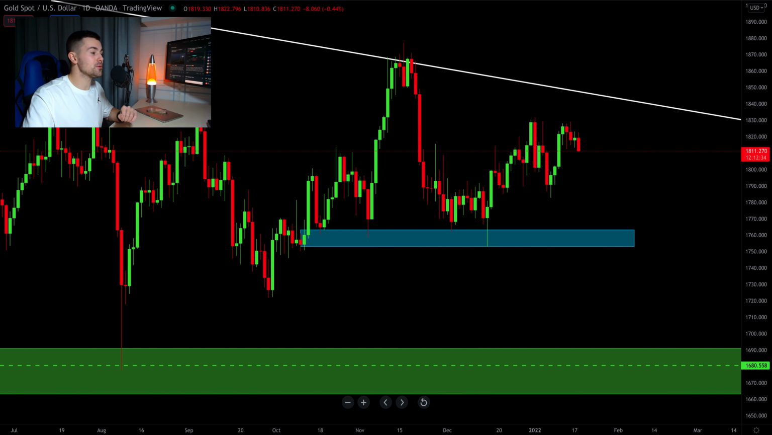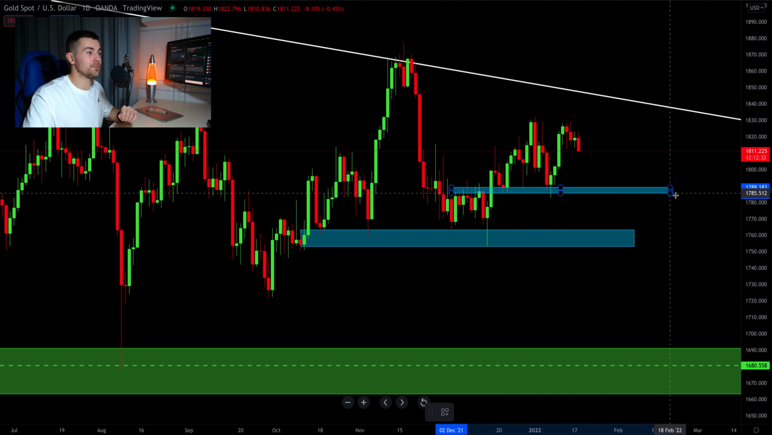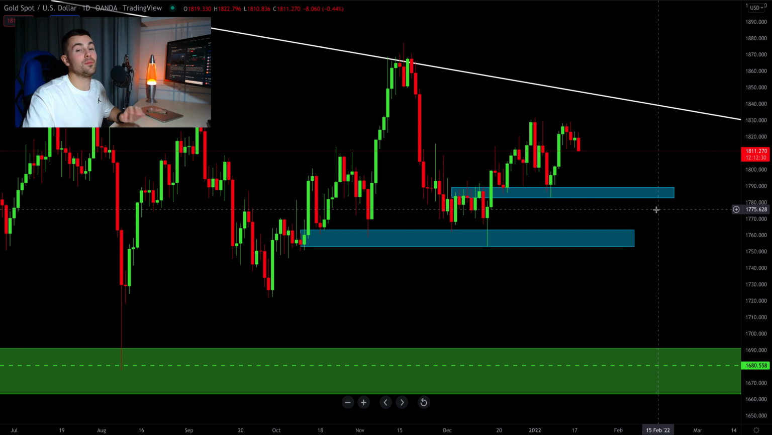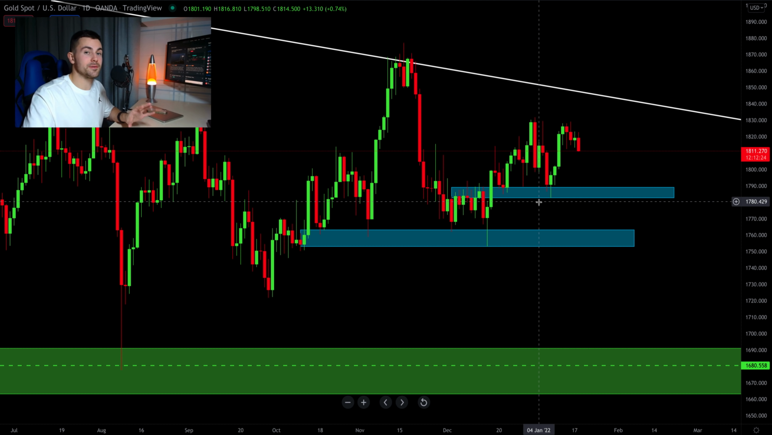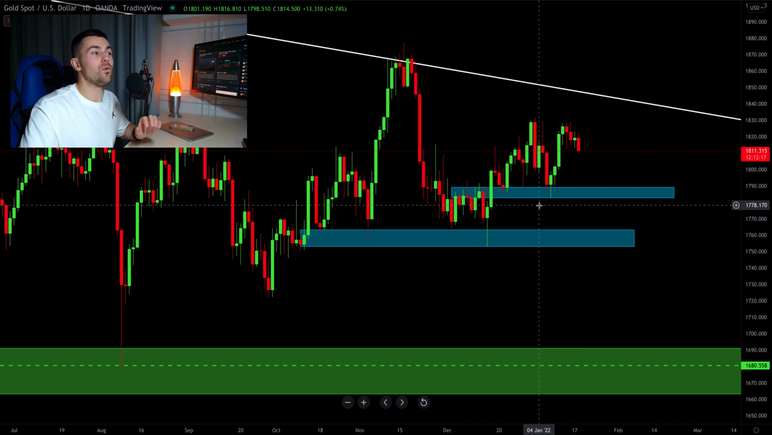The next strong structure is right here. Again, we can call that a minor daily structure. Even though it is not that significant, you can see that locally buyers are willing to buy from that, and we see very nice moves from that structure. So for now we spotted a lot of key levels.